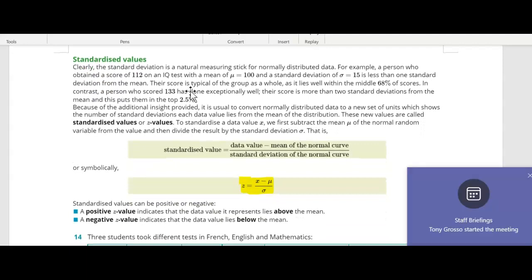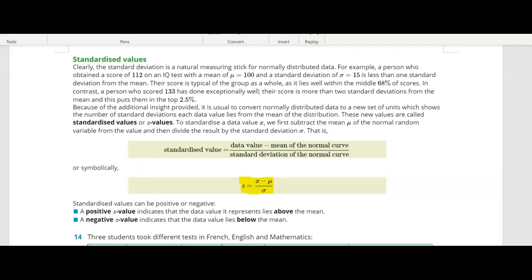So standardized values, and I might just read this. Clearly, the standard deviation is a natural measuring stick for normally distributed data. For example, a person who obtained a score of 110 on an IQ test with a mean of 100 and a standard deviation of 15 is less than one standard deviation from the mean, so above the mean. Their score is typical of the group as a whole, as it lies within the middle 68% of scores. In contrast, a person who scored 133 has done exceptionally well. Their score is more than 2 standard deviations from the mean, and this puts them in the top 2.5%.